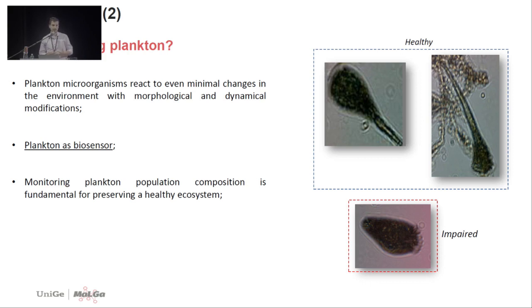In this case, it appears clear that maybe we could try and use plankton as biosensors. And how should we do it? An idea is to establish a baseline of both morphological and dynamic features for the healthy plankton, and then try and screen for significant deviation from such a baseline, which can be associated with a perturbation in the environment or some modification. In this way, the idea is to monitor plankton population composition and also morphology, and continuously screen for anomalies so that it is possible to preserve, or at least contribute to preserving, a healthy ecosystem.